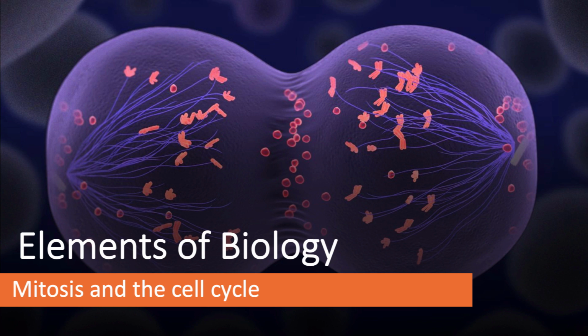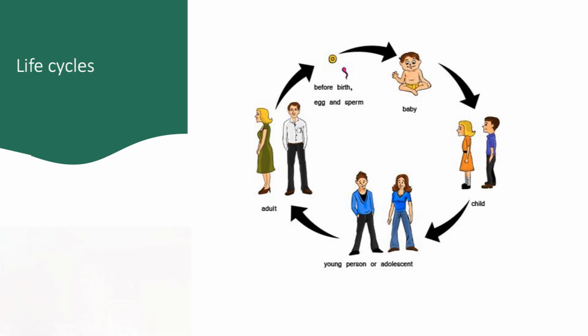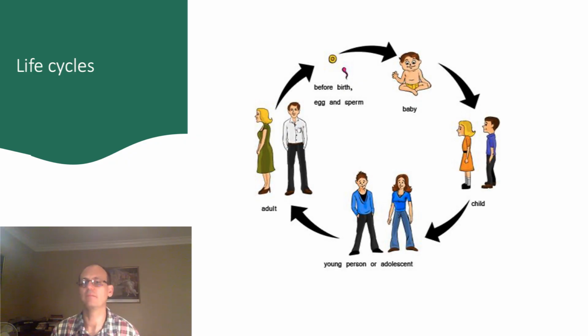Today, we're going to look at how cells live their lives, and in particular, how they duplicate to form new cells. I want to start by looking at what it means to have a life cycle in the first place. Let's take the example of humans. We started out as babies and grow up through children until we're adults. As adults, we produce eggs and sperm, and these fertilize each other to make another baby.